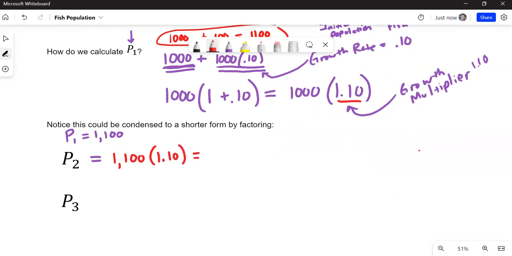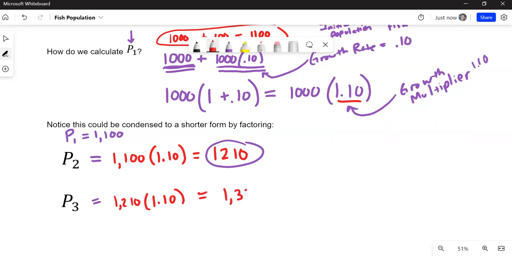Now, I recommend a scientific calculator, which we don't need yet, but we will eventually. So I'm going to take 1,100 multiplied by that growth multiplier, and we get 1,210 fish. And P3, we can just take the answer from P2, which is 1,210 fish. Again, use my growth multiplier and see what we get. We get 1,331. So in other words, you can just keep using this multiplier to make it more efficient.